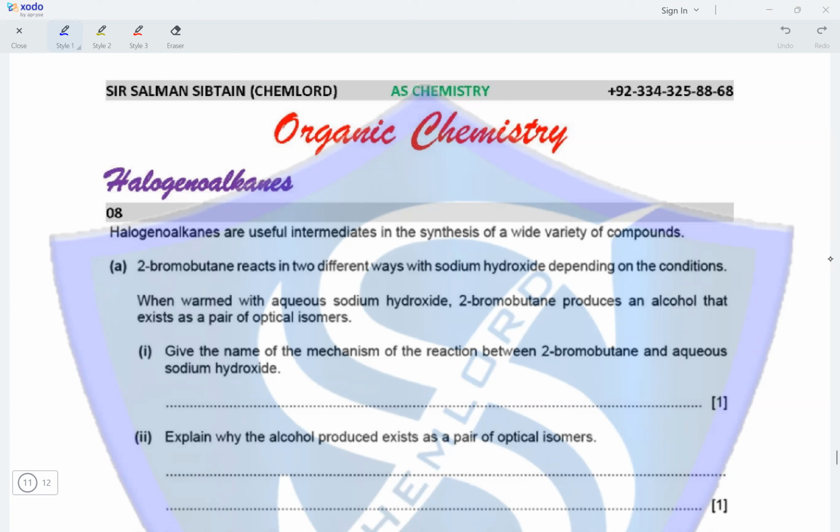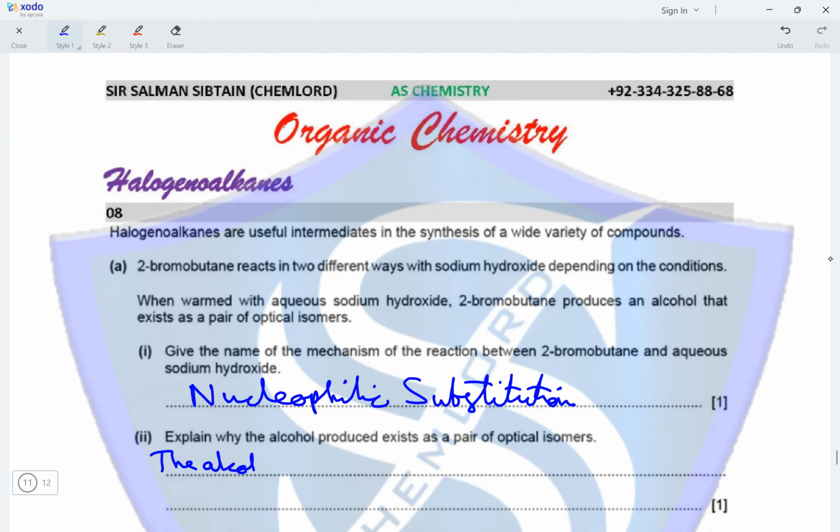So if Br is replaced by OH, that means this is an example of a nucleophilic substitution reaction mechanism. Explain why the alcohol produced exists as a pair of optical isomers.